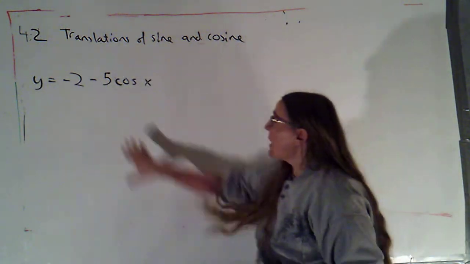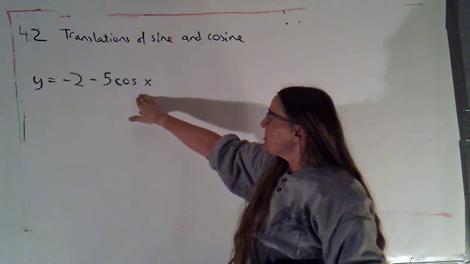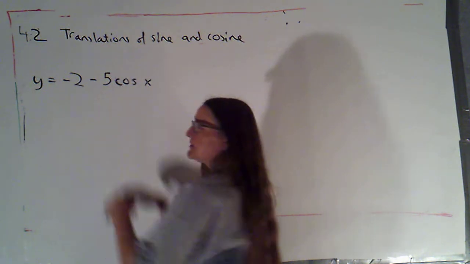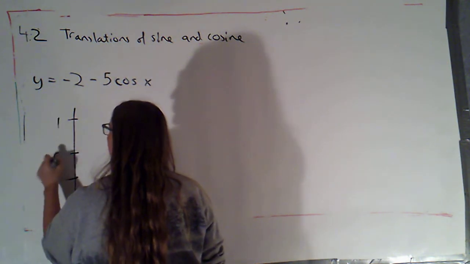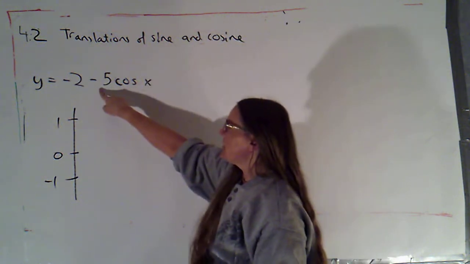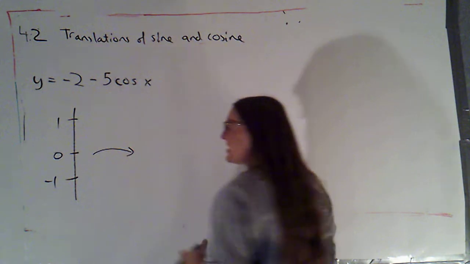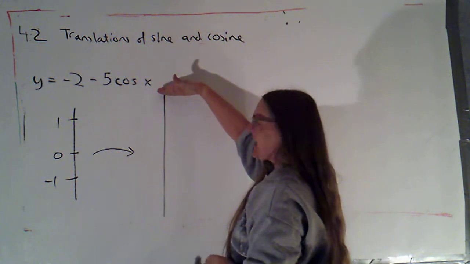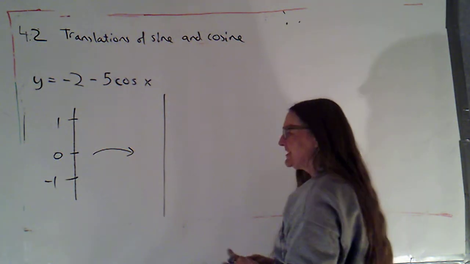Okay, so I'm going to try this one just using my shortcut. This is a transformation of cosine, and it's everything that I'm doing after I evaluate cosine, so it's going to be vertical changes. So I know that cosine usually has a high value of 1, middle of 0, and a low value of -1. First thing I'm doing to that is multiplying by a -5. Now, that's kind of interesting because I'm basically putting a y-axis here, and I don't want to put -5 up here and +5 down here because that doesn't make sense.